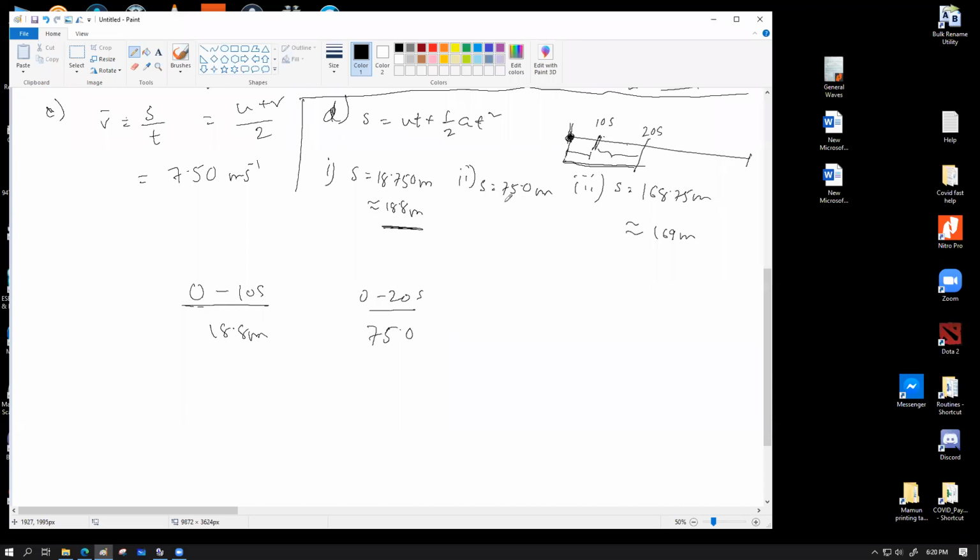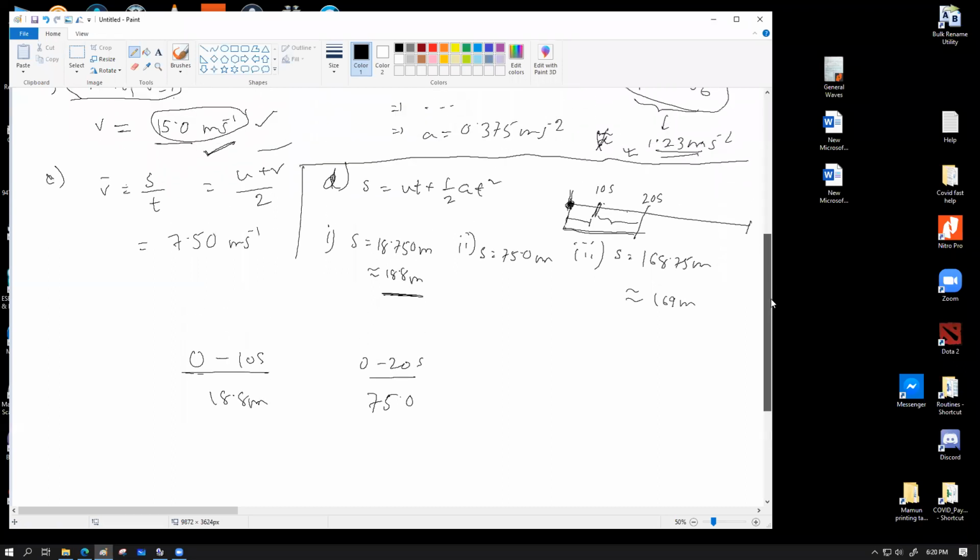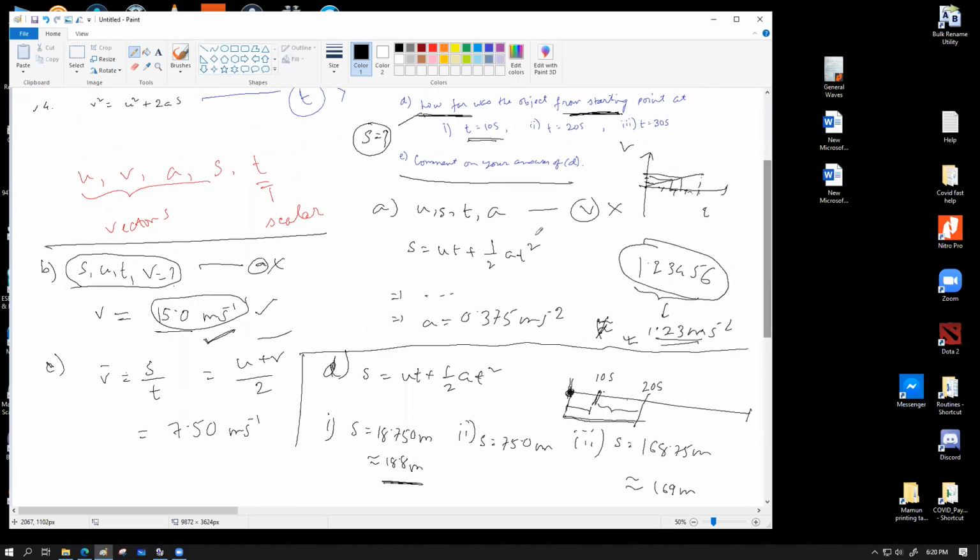This distance does not represent the distance covered from 10 to 20 because we are using the information from the starting point. What is the time value for the starting point? T equals 0. We're trying to calculate the distance covered from t equals 0 to t equals 20, which means this distance, s equals 75.0 meters.